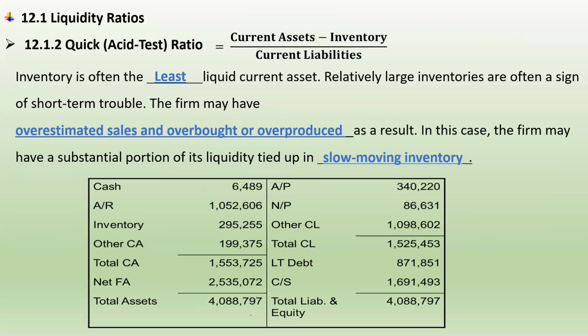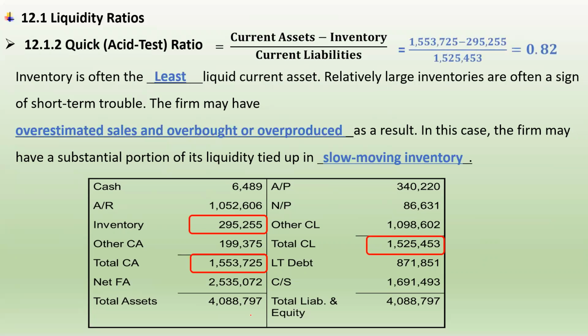So we use total current assets minus the inventory, which is usually cash and accounts receivable, divided by the total current liabilities. We found that if we kick the inventory out of our analysis, cash plus accounts receivable can barely cover the current liabilities for this firm. It's a little bit dangerous.